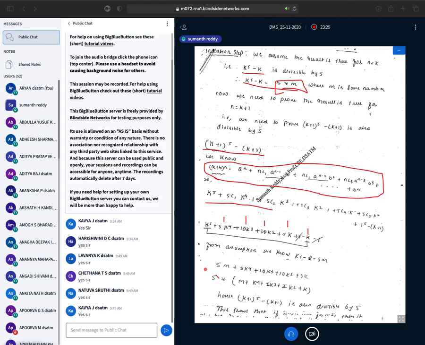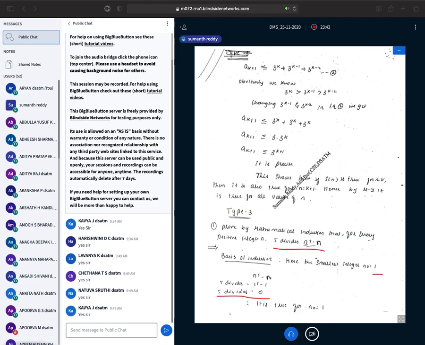Now I can take 5 common. If I take 5 common, this is the remaining thing I'll get. Since it is a multiple of 5, obviously this will be divisible by 5. Therefore, the statement he has given, that 5 divides n to the power of 5 minus n for all values of n greater than or equal to 1, is valid.